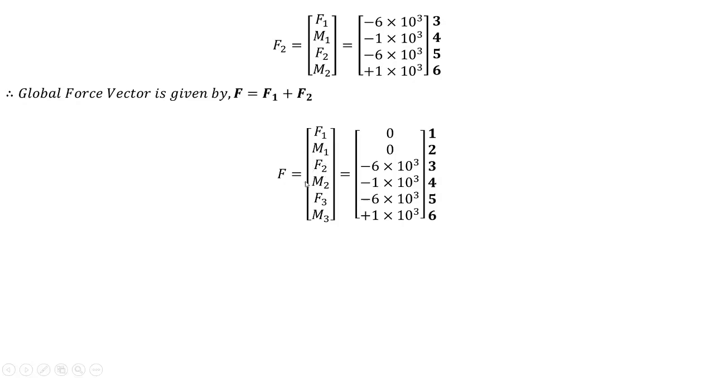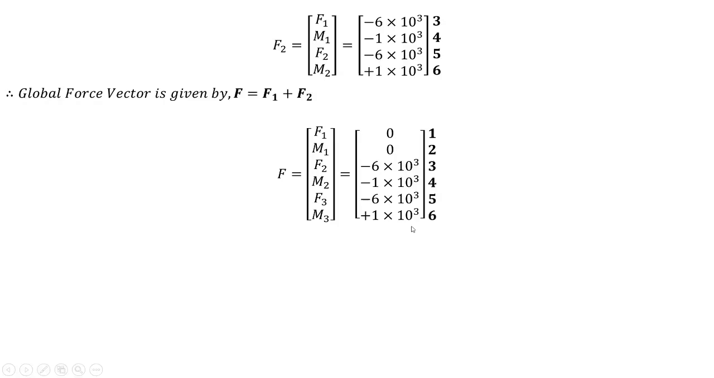Therefore for the first force matrix F2 M2 are 0, but for the second force matrix my F2 M2 are minus 6 and 1. So that minus 6 and 1 I have added here. Then F3 M3 is minus 6 and plus 1. So minus 6 and plus 1 I have put the value here. So this is my total global force vector.